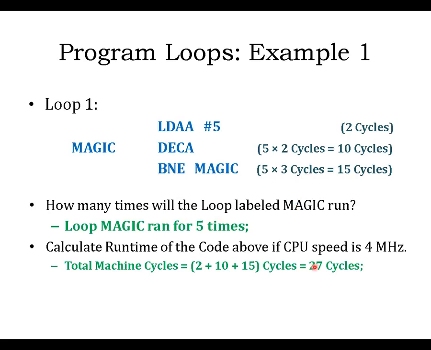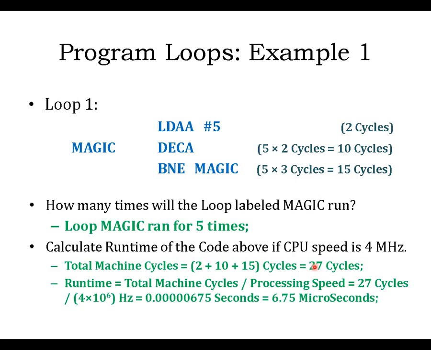Once we know the 27 cycles, the rest is simple. It's still the same formula we used last class, right? Formula for the runtime: total machine cycles divided by processing speed. Now the total machine cycle is 27. Processing speed is 4 megahertz, given in the question, right? Divided by 4. We got the answer in seconds because that's the runtime.